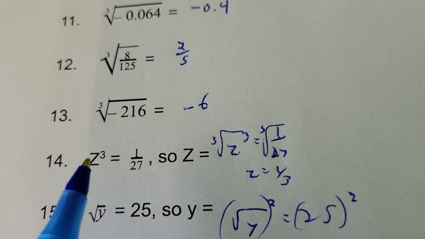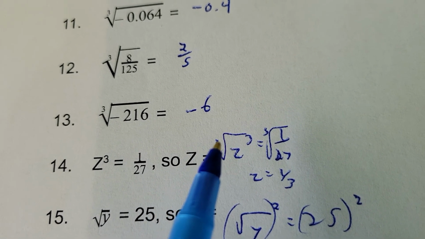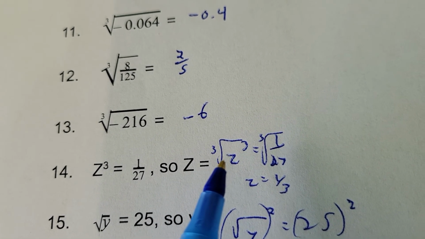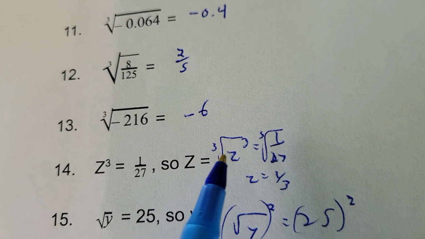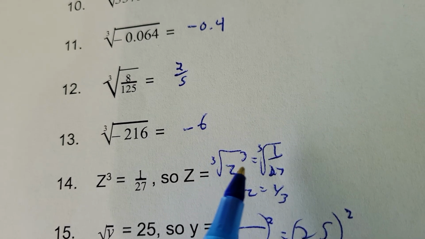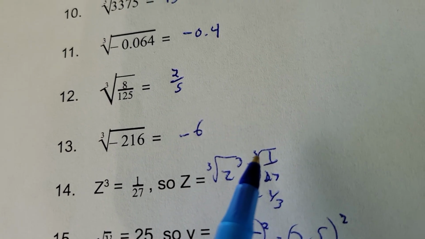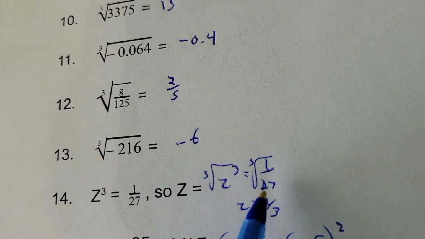All right, z cubed equals 1 over 27. So z equals, well, if I'm trying to do a cube root situation, if z cubed is this, well, do the opposite and cube root it. And that takes you down to just z. And the cube root of 1 is 1. Cube root of 27 is 3.